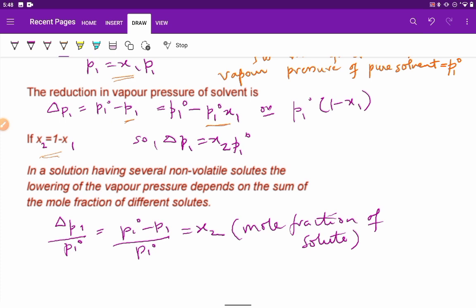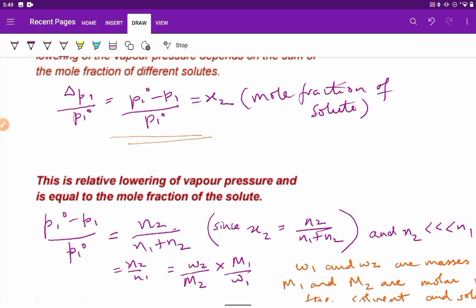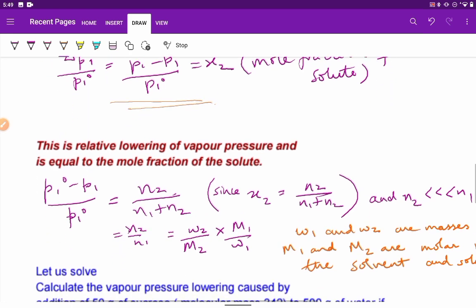So this relation delta P1 by P1 naught. Delta P1 was the reduction in vapor pressure. Its ratio with P1 naught will be equal to X2, that is mole fraction of the solute. But delta P1 is equal to P1 naught minus P1. So here we get this full equation. P1 naught minus P1 divided by P1 naught equal to X2, mole fraction of solute. This is relative lowering of vapor pressure and it is equal to the mole fraction of the solute. But how we will get the mole fraction of the solute?